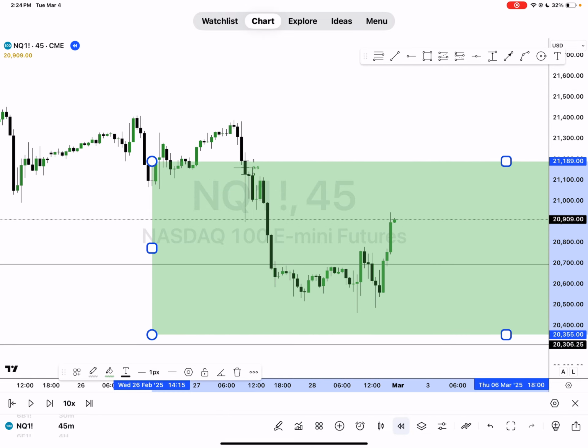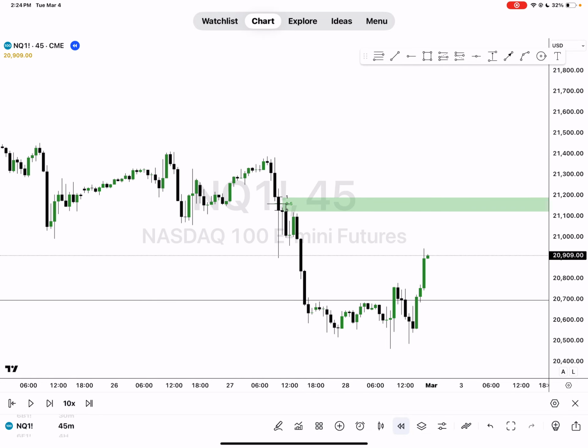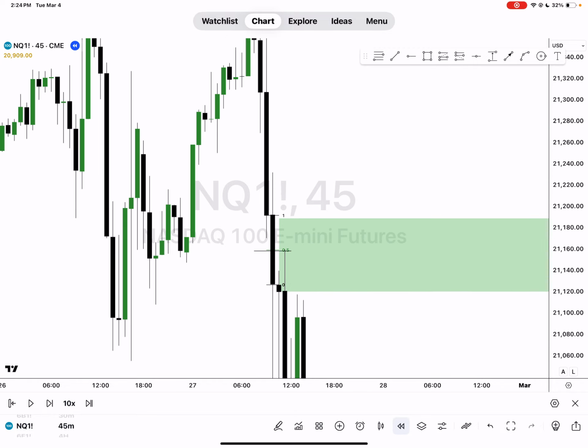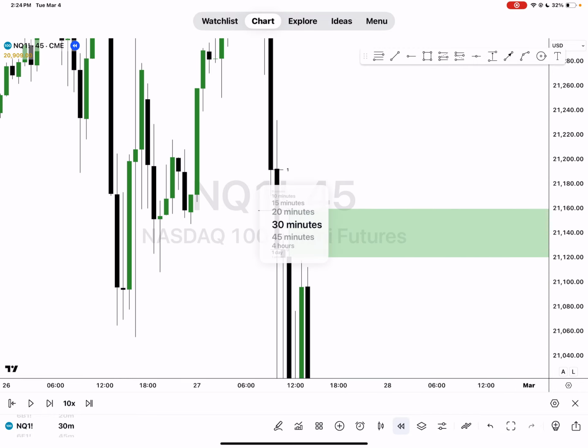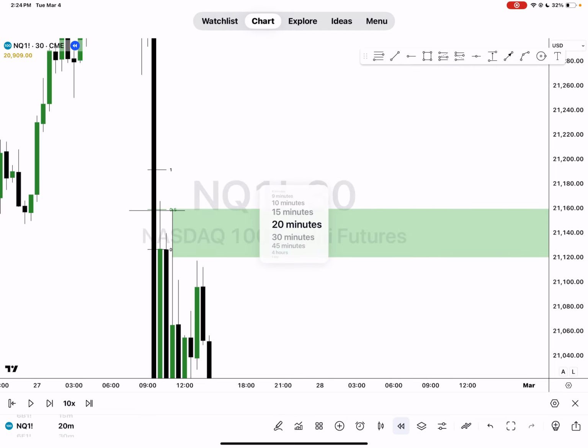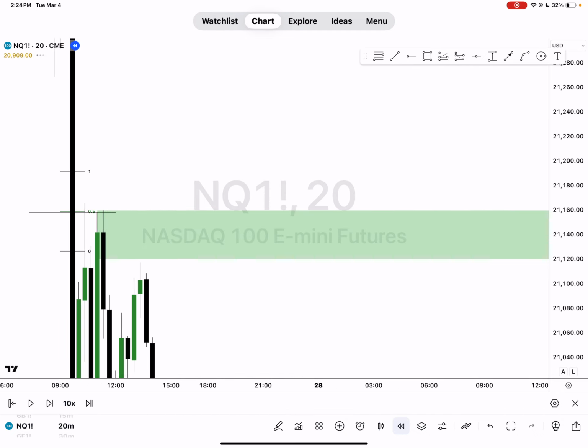Okay. So now I want to refine it down to that wick specifically to see if that resolves into some sort of inefficient pricing or a sponsored candle. So I keep just going down the time frames. 30 minute, nothing. 20 minute, nothing.